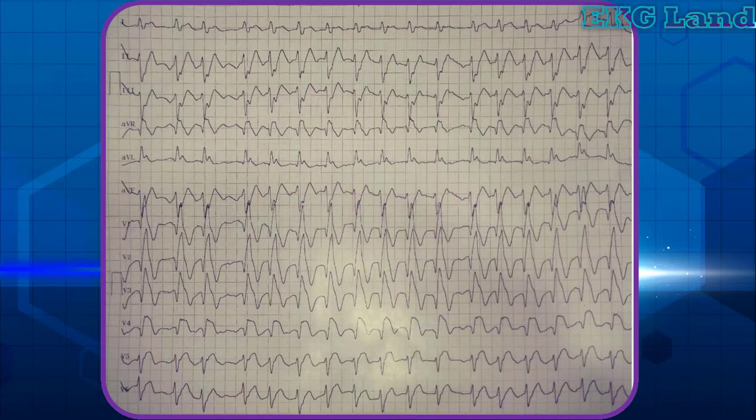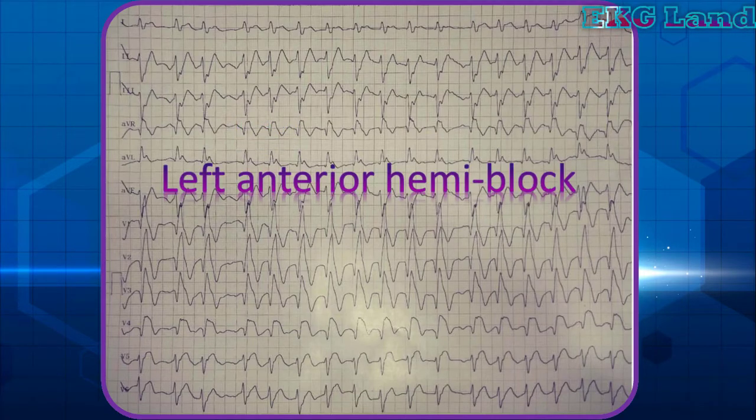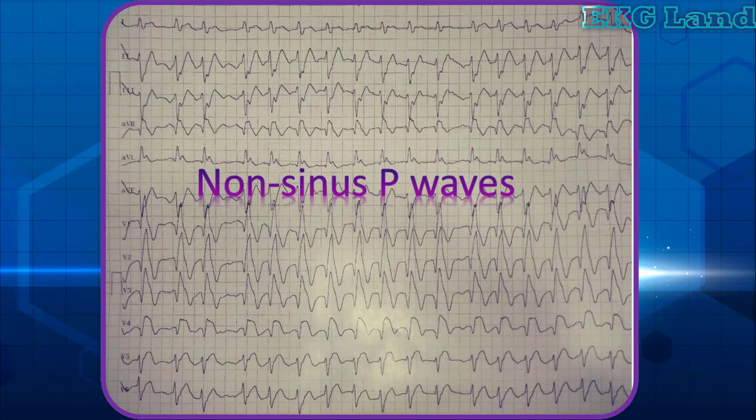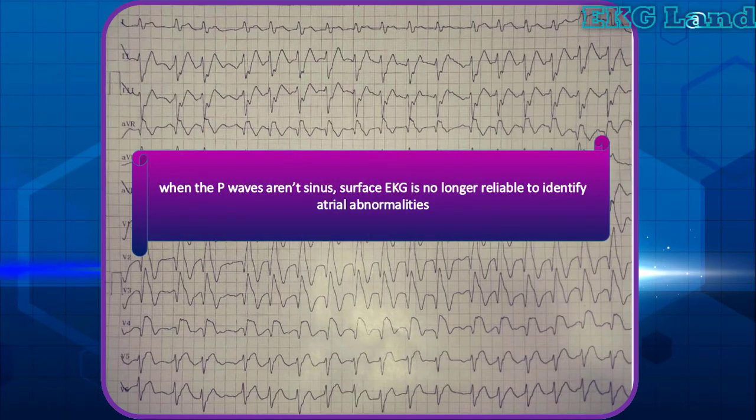Fourth step is axis analysis. Here, the QRS complexes are positive in D1, but negative in D2. So, left axis deviation is present. In this strip, left axis deviation is due to left anterior hemiblock. Fifth section is examining the P waves. As we already said, the P waves are non-sinus. Remember that, when the P waves aren't sinus, surface EKG is no longer reliable to identify atrial abnormalities.